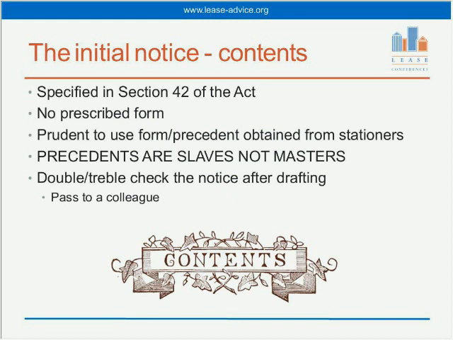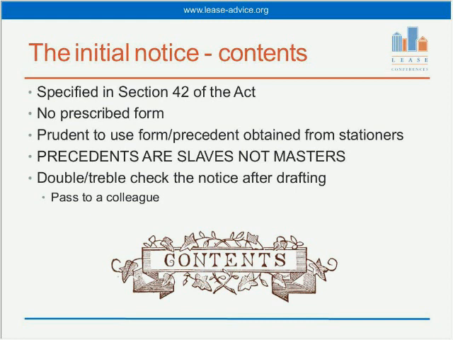So the contents of the initial notice are specified in Section 42 of the 1993 Act. There is no prescribed form. Now, if you do any house enfranchisements, you'll be aware that there is a prescribed form laid down by statutory instrument, but there isn't for the Section 42 notice. Perhaps it's all part of the deregulation, but there are forms and precedents available, textbooks, legal stationers, but as I put in bold on that slide, precedents are slaves and not masters.